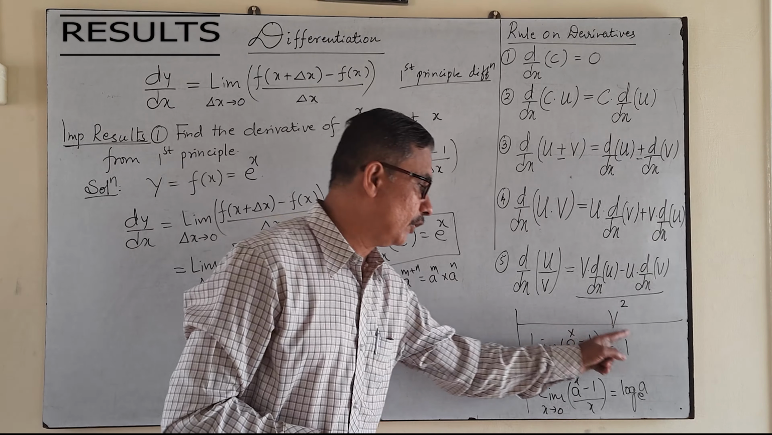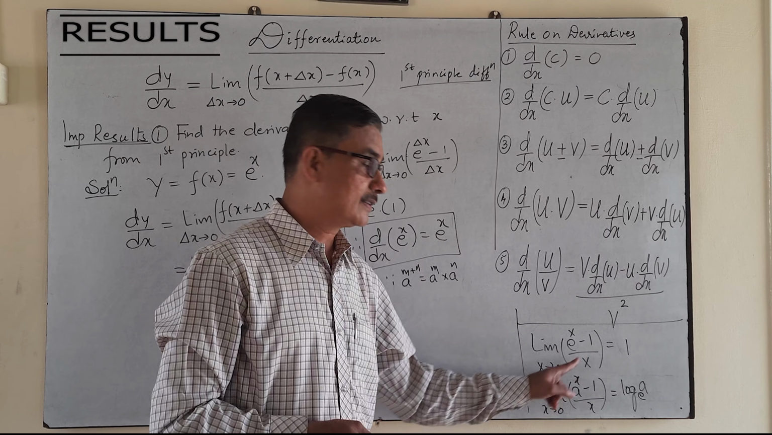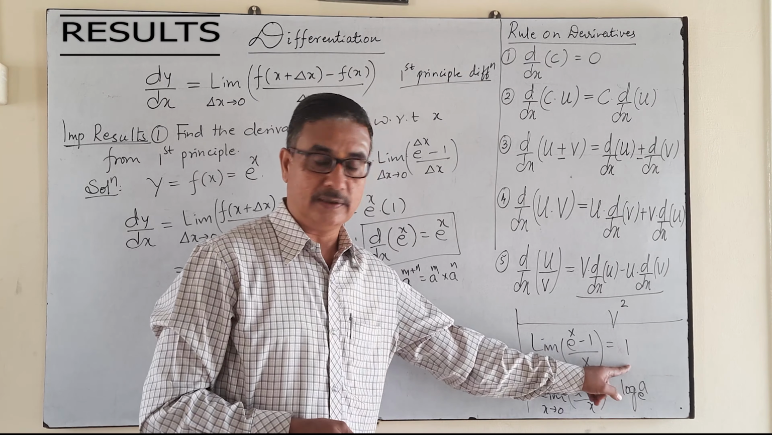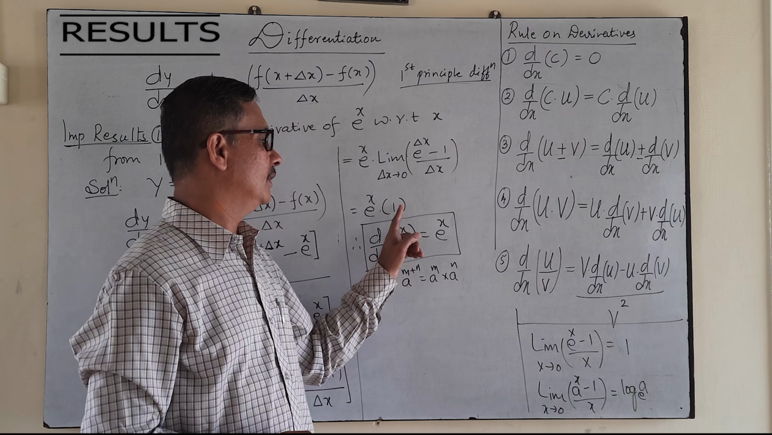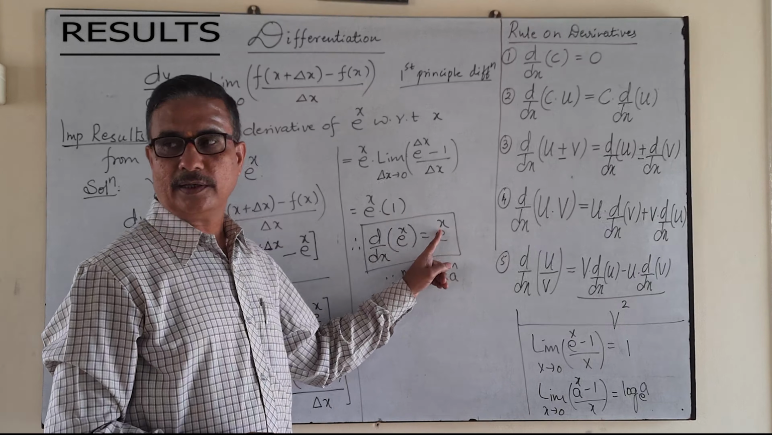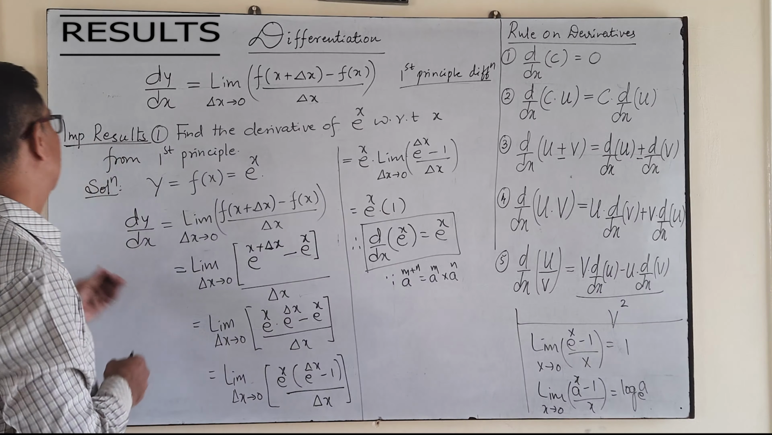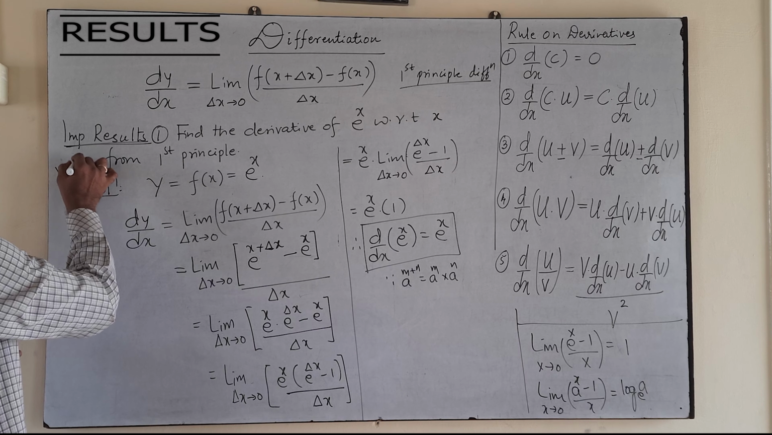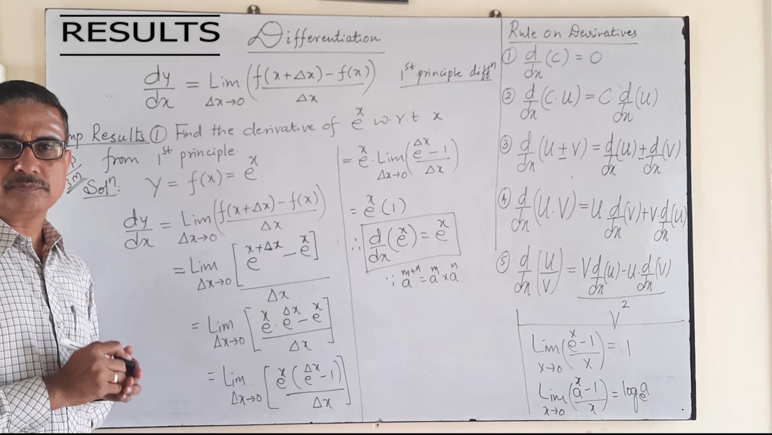This is the limit formula: limit of e power x minus 1 divided by x as x tends to 0, value remember 1. So carrying this limit is the same. So its value is 1, e power x into 1, e power x. This is first principle differentiation. That is a 3 mark question. They will ask in the final exam. Important result. Okay, clear?